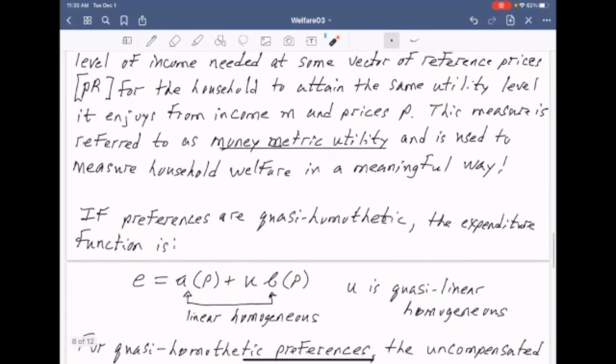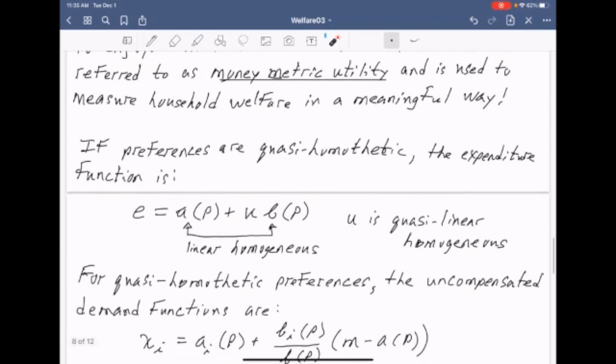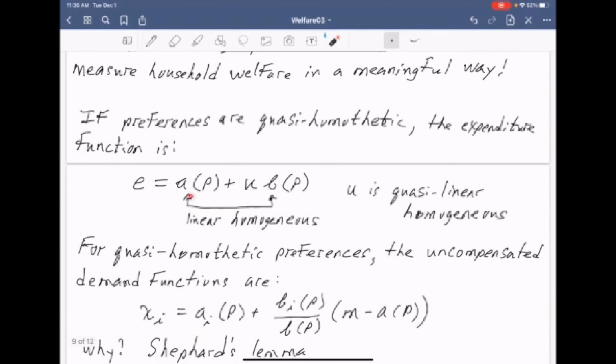If preferences are quasi-homothetic, the expenditure function can be written as E equals A, where A is a function of prices, plus utility times B, where B is a function of prices. And because we have an A and a B here, we have a linear homogeneous expenditure function, and U is quasi-linear homogeneous.